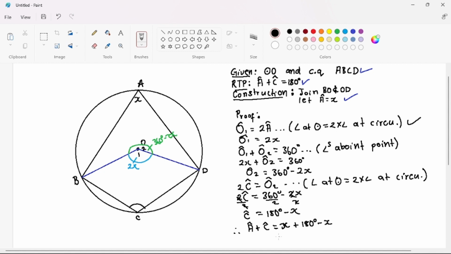As we do our math here, guys, we can clearly see that x is going to cancel x, and then we are going to be left with 180. So what we were required to prove, we have proved, guys. So this is how you prove theorem 5.